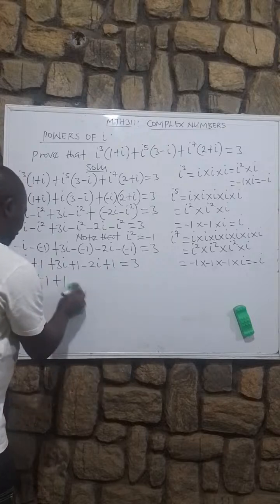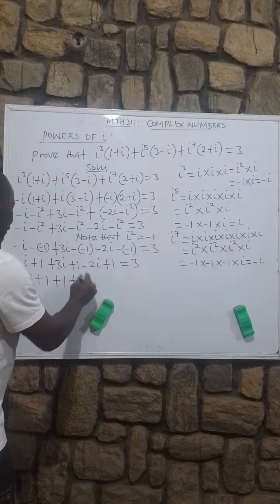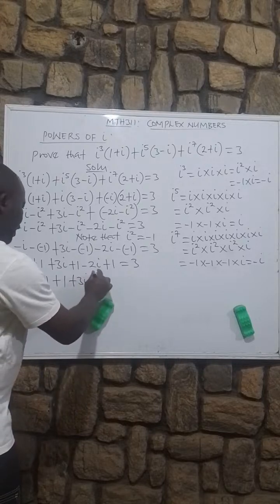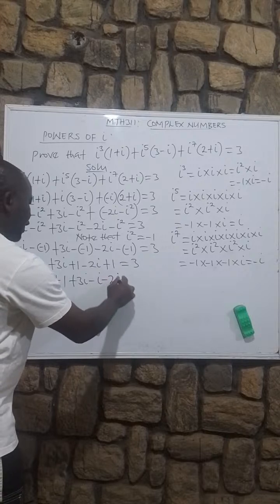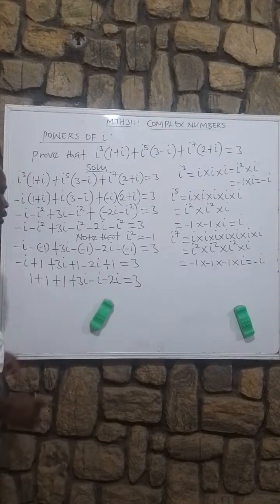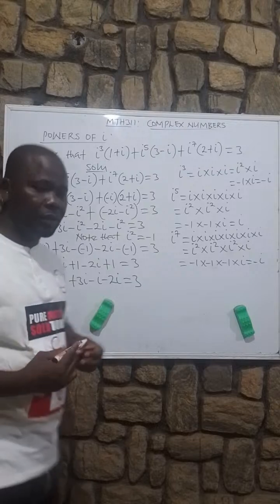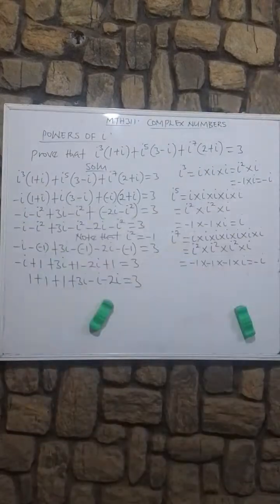Then we have minus I. Okay, let's do it this way: plus 3I minus I minus 2I equals 3. True or false? Any question at this point, please? Ask your question. Any question? Yes or no? No question. Okay, let's proceed, if there is no question.